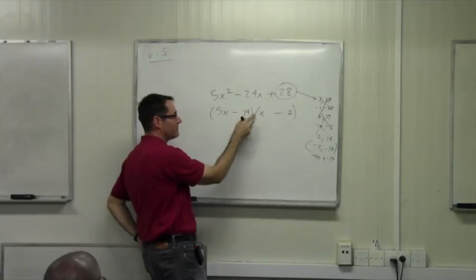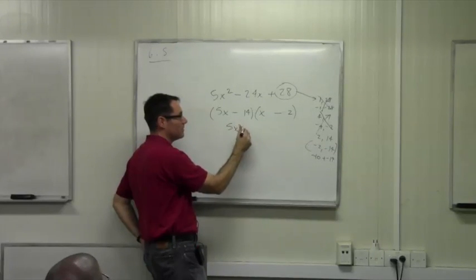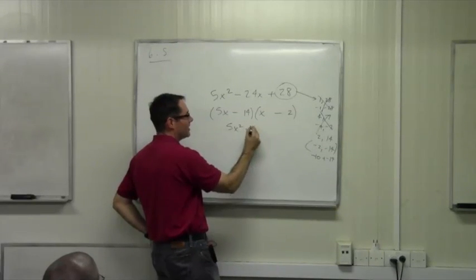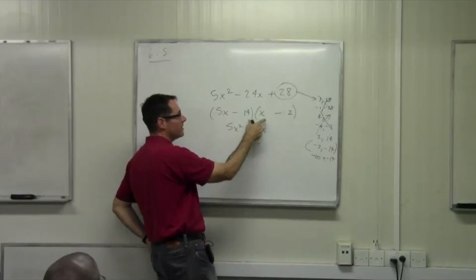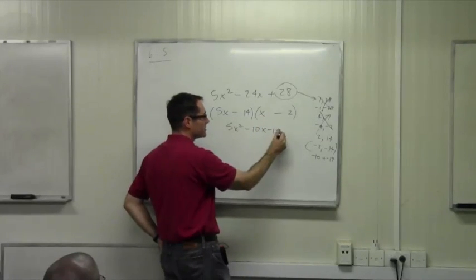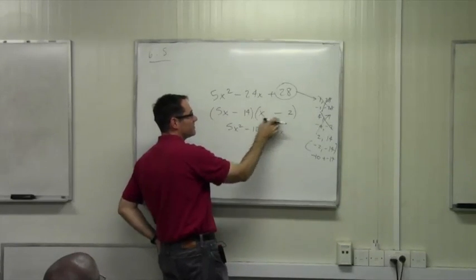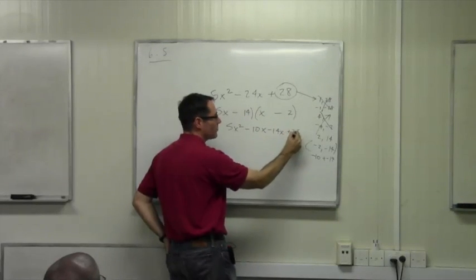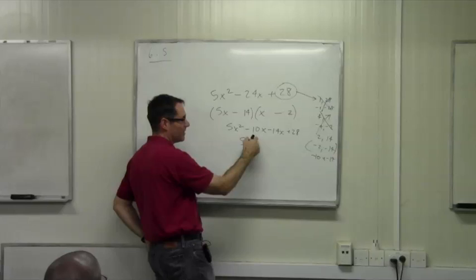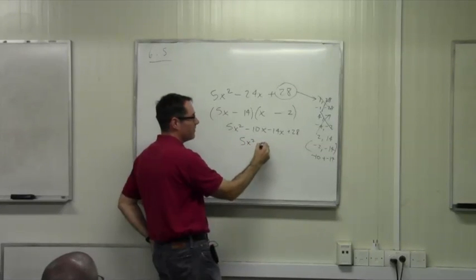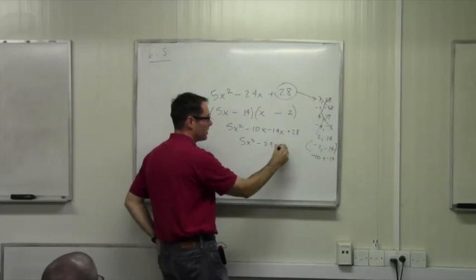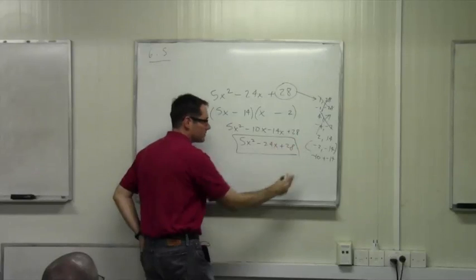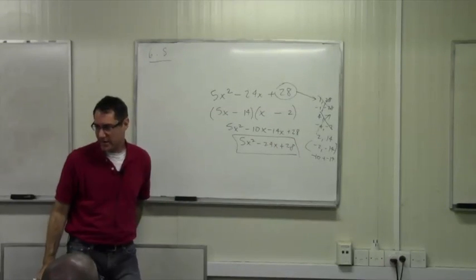First, FOIL: 5x squared. Outside, minus 10x, good. Inside, minus 14x. And then last, negative 14 times negative 2 is positive 28. When you add the like terms, you get 5x squared minus 24x plus 28. OK? So that's how I would do this.